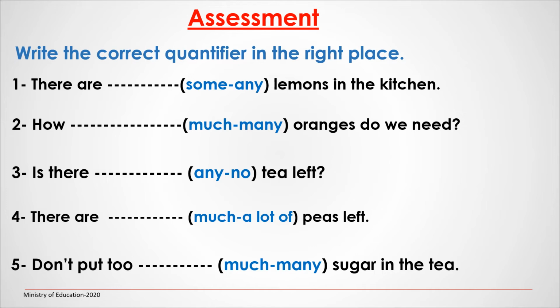Now, assessment. Write the correct quantifier in the right place. You have 5 sentences, and between brackets you have 2 quantifiers. Choose the right one. Pay attention to the type of food, if it's countable or uncountable. Pause the video, take your time, then play it again to check your answers.